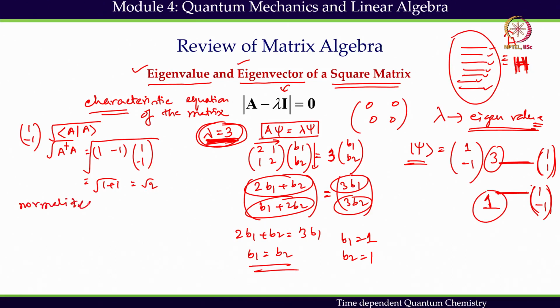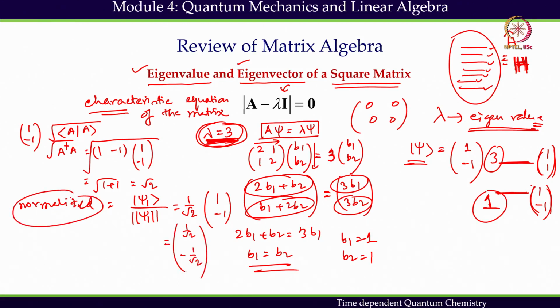The normalized wave function is given by psi 1 divided by its norm, as we have shown already. So, this is nothing but 1 by square root of 2 times 1 minus 1, which is 1 by square root of 2, minus 1 by square root of 2. So, this is the normalized wave function we have associated with lambda equals 1.